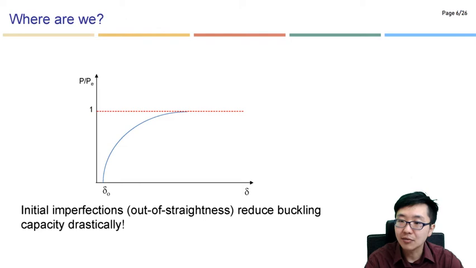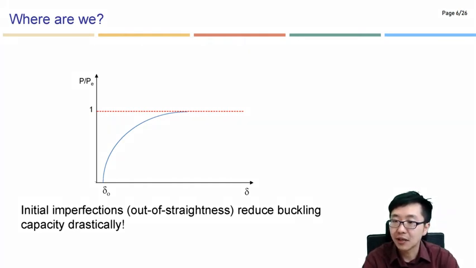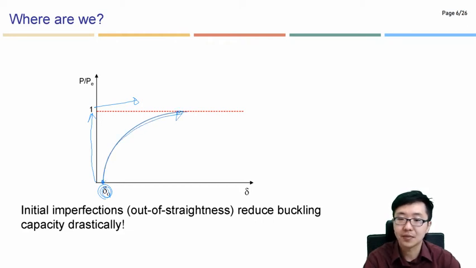And then last time we discussed the initial imperfection, initial deflection. If we don't have any defect, then it will behave this way, up and to the right. But if we have initial deflection, we will start from here and it will be deflected like that, right?